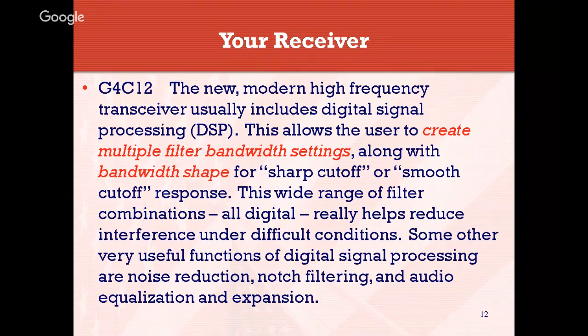So, the new modern high frequency transceiver usually includes some type of digital signal processing. You'll see DSP, roofing filters, things of that sort. And when you read some of the advertising of some of the radios in the magazines you see today, DSP is just a way to digitally process your signal and hopefully reduce some interference, but it allows the user to create multiple filter bandwidth settings along with a bandwidth shape for sharp cutoff or smooth cutoff response. So this wide range of filter combinations, which is all digital, really helps reduce interference under difficult conditions.